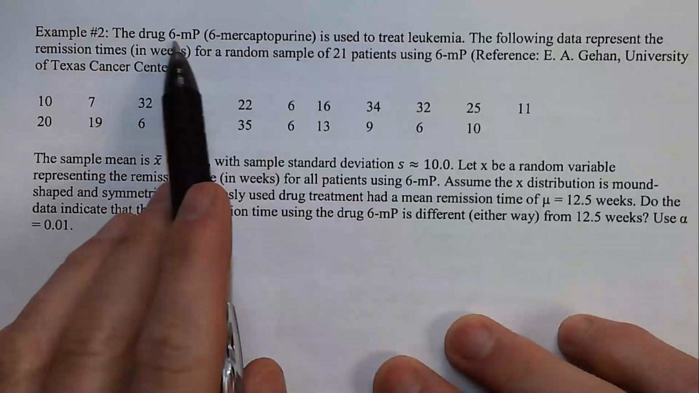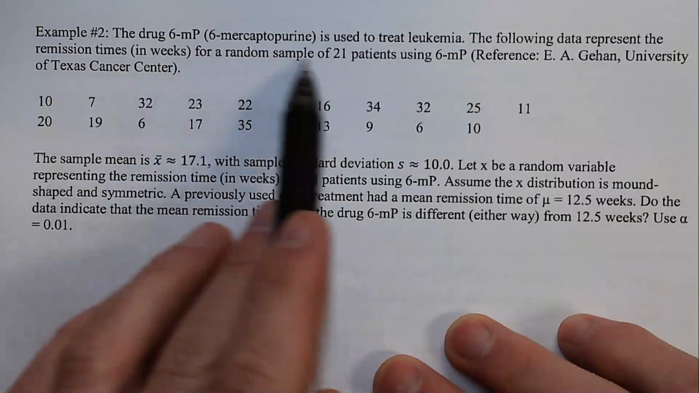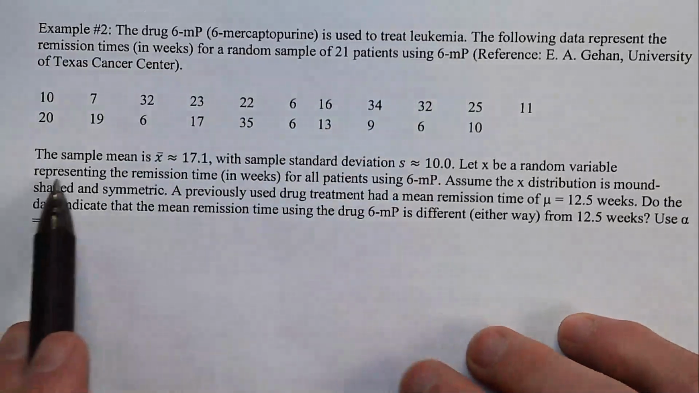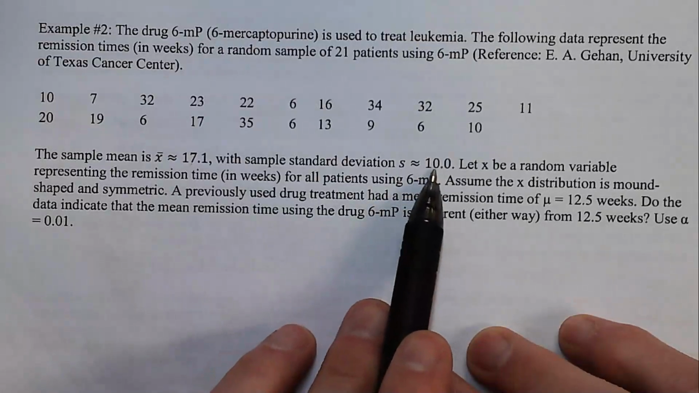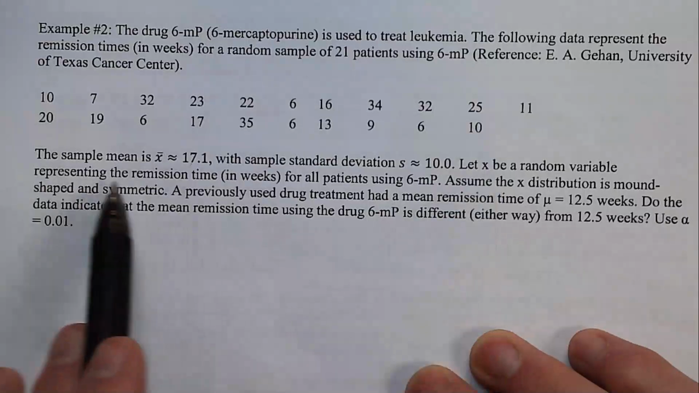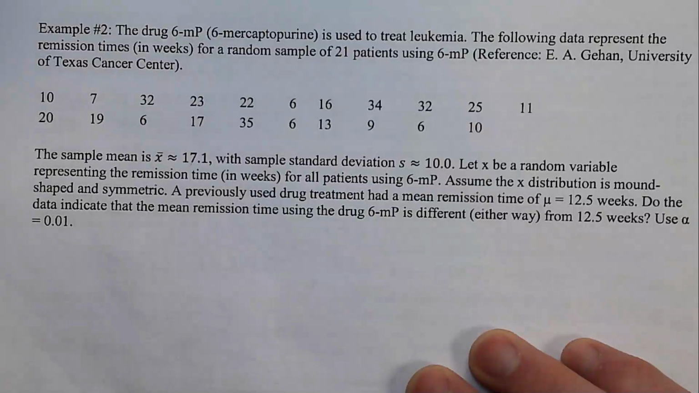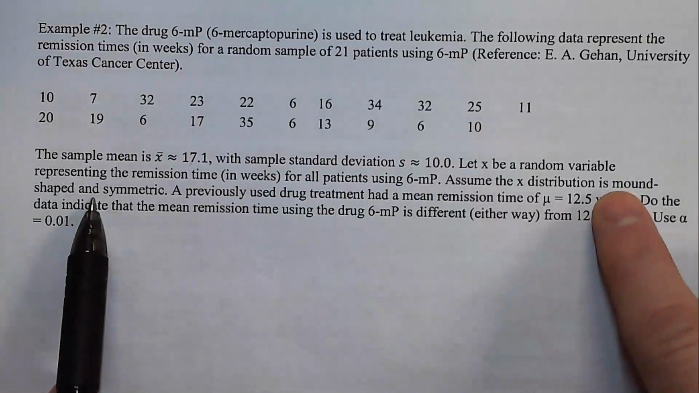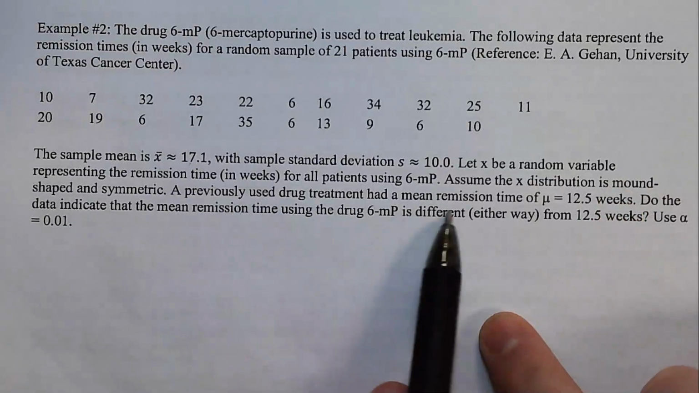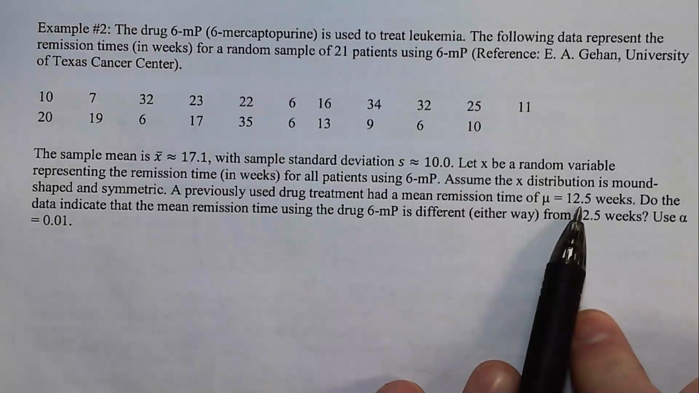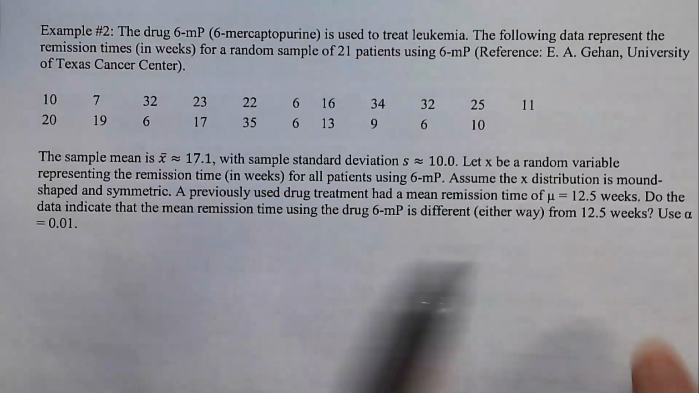So the drug 6-MP is used to treat leukemia. The following is remission times for a random sample of 21 patients. The sample mean is 17.1 with a sample standard deviation of 10.0. So we don't know the population standard deviation. Let X be a random variable representing the remission time for all patients. Assume it's mound-shaped and symmetric, which means that it's approximately normally distributed. The previously used drug treatment had a mean remission time of 12.5. Do the data indicate the mean remission time using this one is different, in either way? Use alpha 0.01.